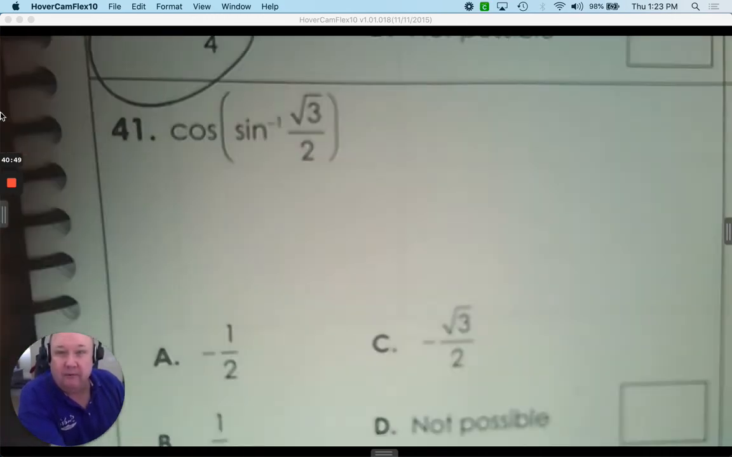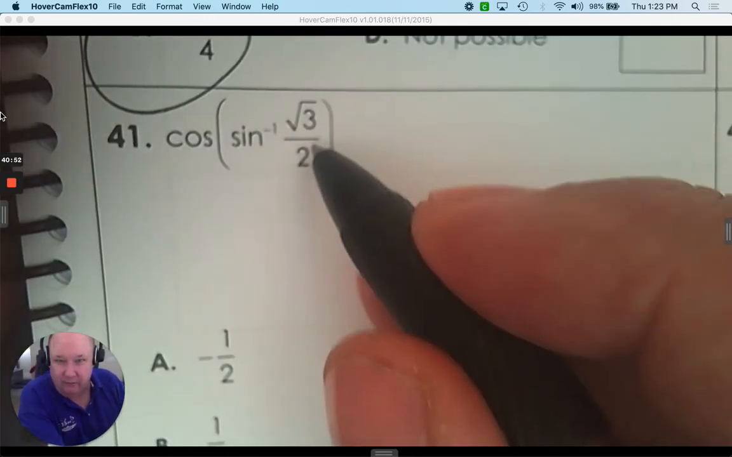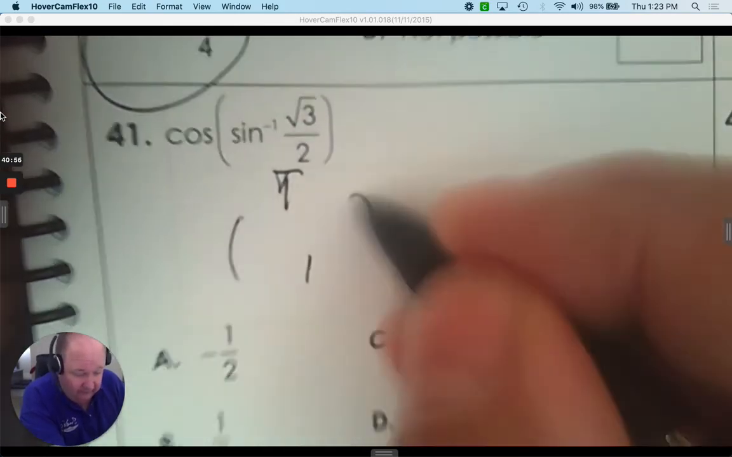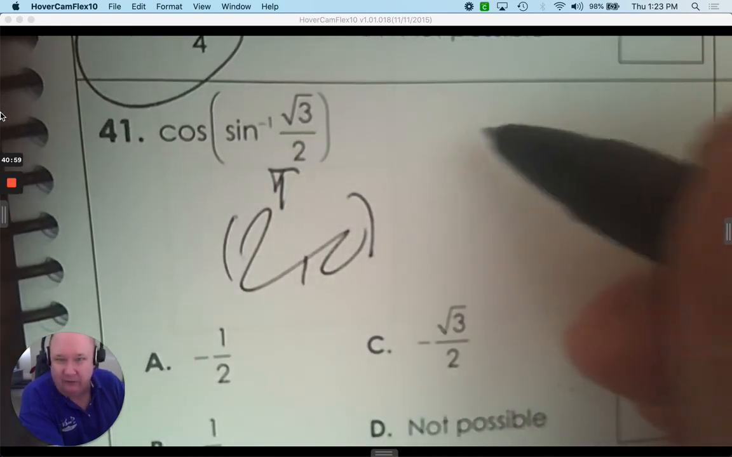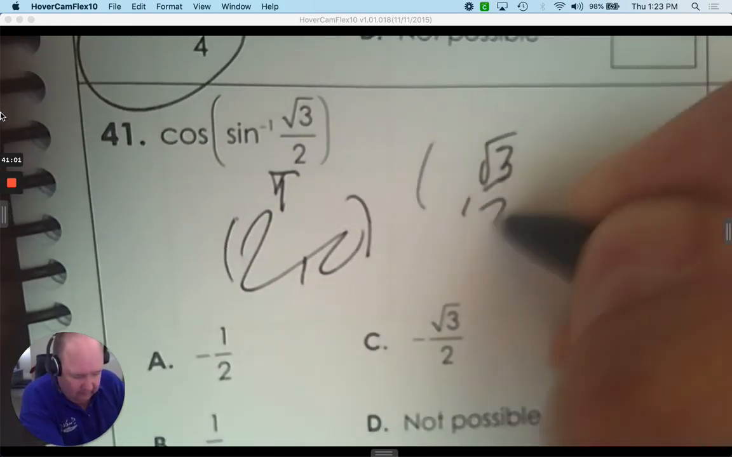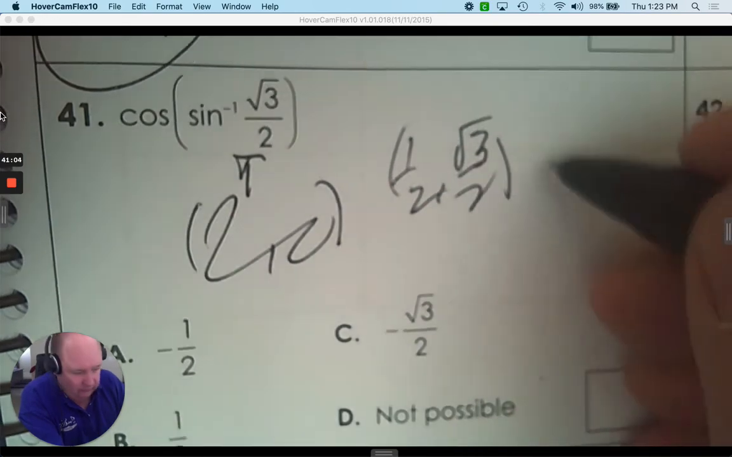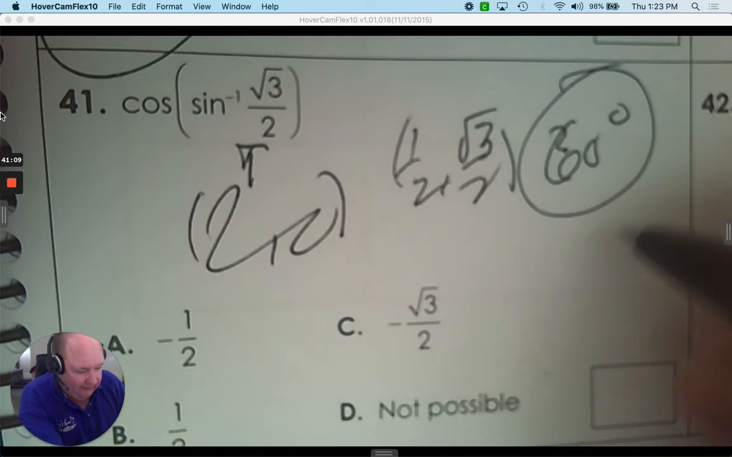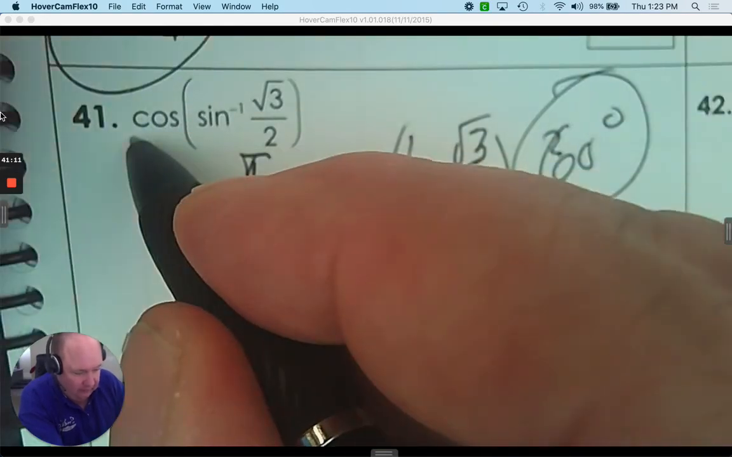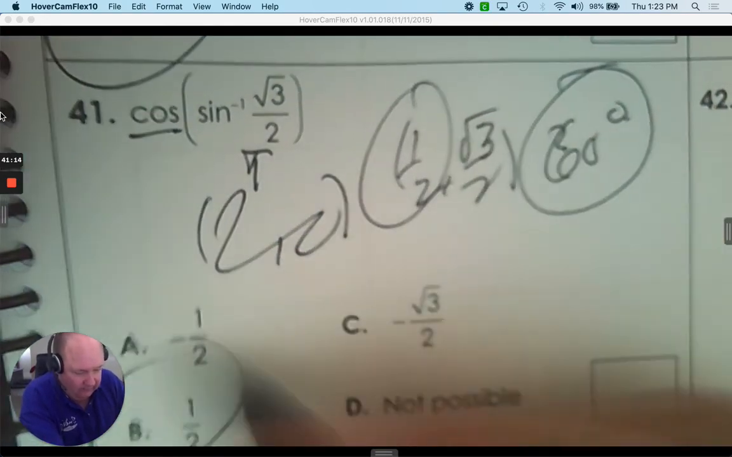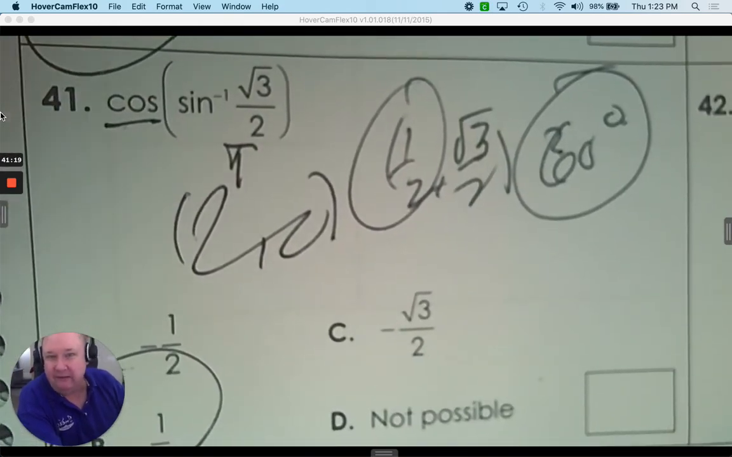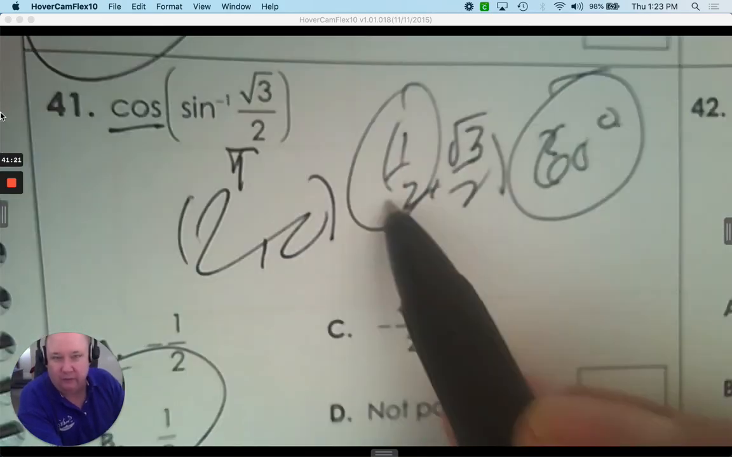Then the last part, 41 and 42. So question number 41, inverse sine of root 3 over 2. What angle is that? I don't need to know the angle. In fact, oh yeah, I do it here. What angle is that? That's the y-coordinate. The x-coordinate is 1/2, so this is a 60-degree reference angle. So that is pi over 3. What's the value of cosine there? What's the x-coordinate there? And the answer is 1/2. So I actually didn't need to know the angle. I just needed to know the point, and then cosine goes with the x-coordinate.